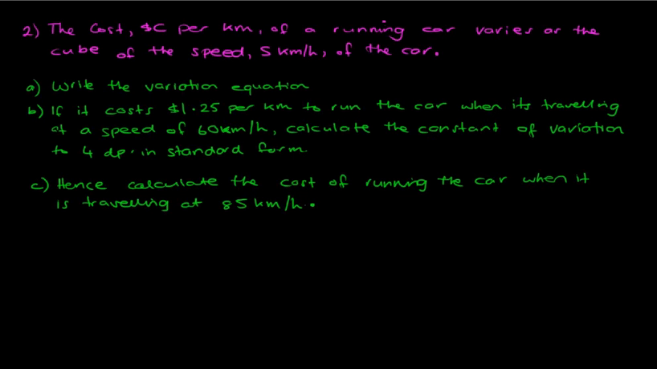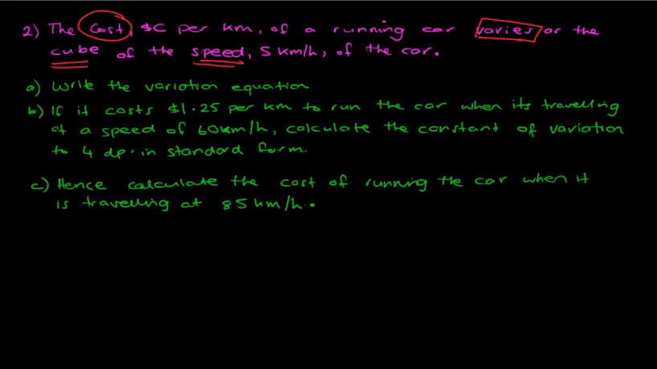Okay, so the next question reads, the cost C dollars per kilometer of a running car varies as the cube of the speed. All right, well, first of all, I see that word varies. So it's directly proportional to, directly varies. You know, it's a direct variation question. We've got the cost varies as the cube of the speed.